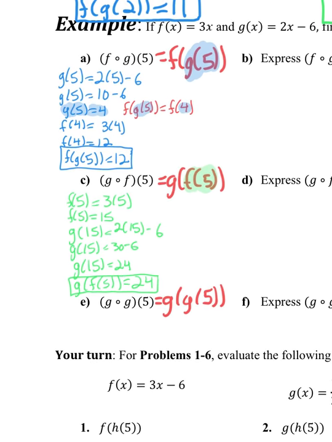The very last one, these ones I think are a little bit easier because this one's saying we want to do g of g of 5. So what that really means is first we want to find g of 5, which technically we already did that in part A. So I'm just going to write that down. That's from part A.